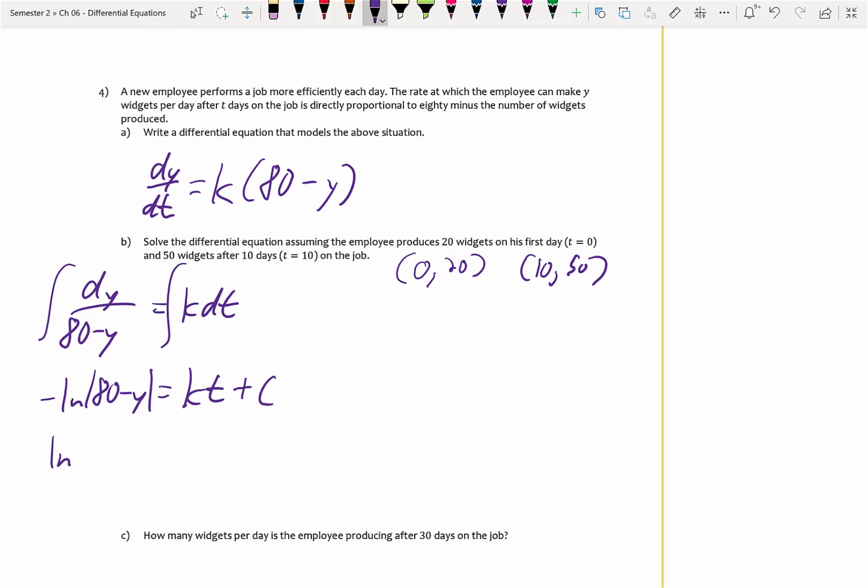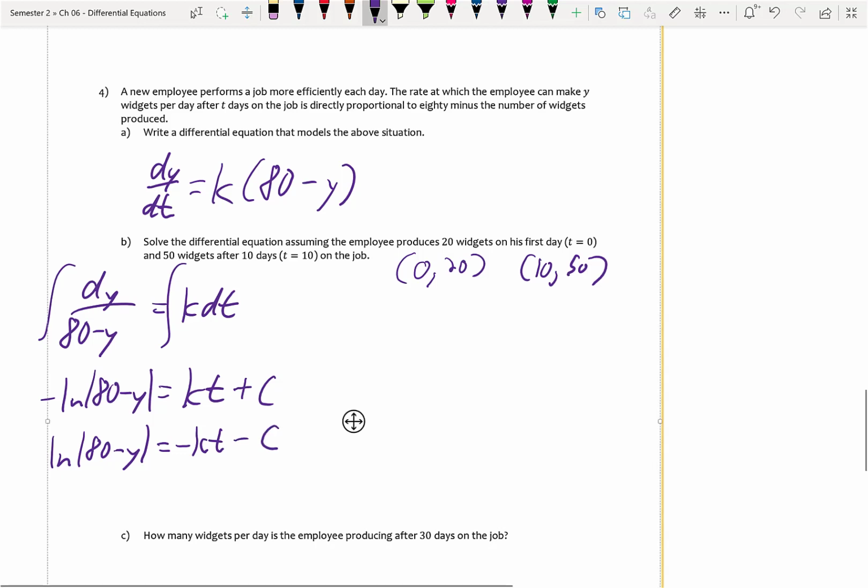Now if I multiply both sides by negative 1, I'm going to get negative kt minus c. Well, I hate minus c. Let's make it plus c again, and I'm going to rewrite the previous c to be c1. Because a negative c is the same as a positive c, it's just a constant.